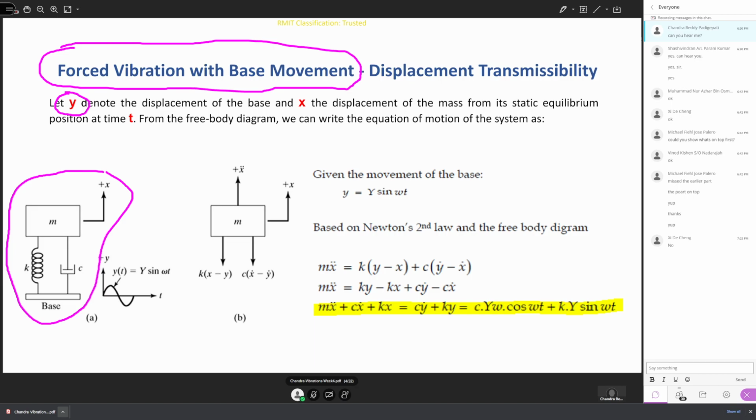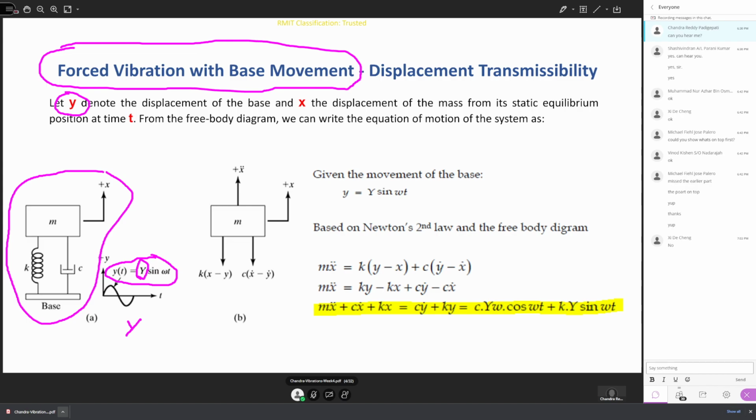The displacement of the base can be given as a harmonic function again. The displacement of the base varies with time. Capital Y is the maximum displacement. So basically, we are writing that the displacement of the base is a harmonic function, and it varies with time. The maximum amplitude of the base is Y.